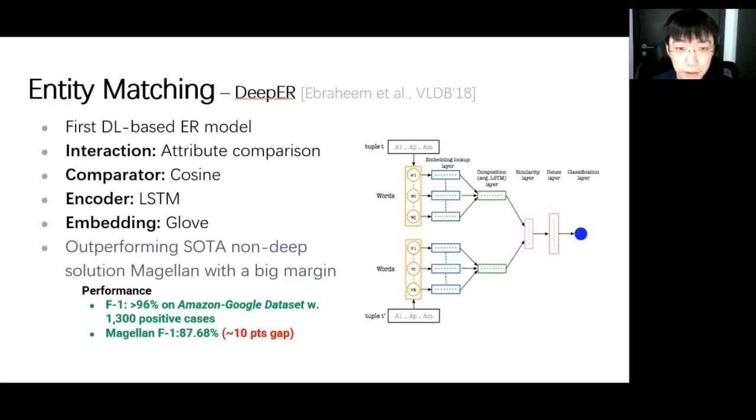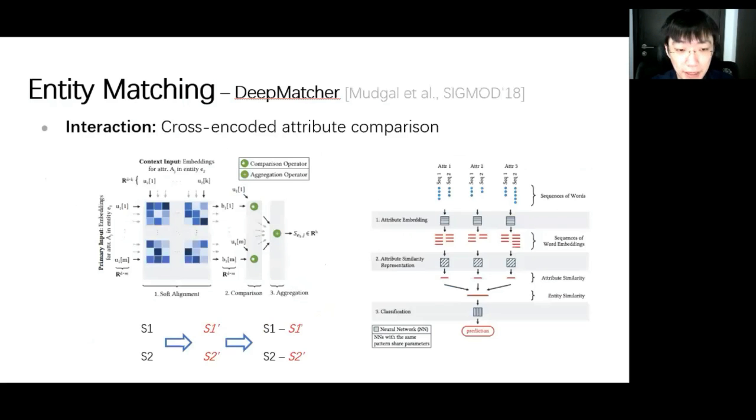The performance of DeepER is way better than the SOTA non-deep solution, Magellan. On the Amazon-Google dataset, which has approximately 1,300 positive cases, it achieves an F1 score of more than 96%, which is about 10 points better than Magellan. Another model is DeepMatcher, published at SIGMOD 18.